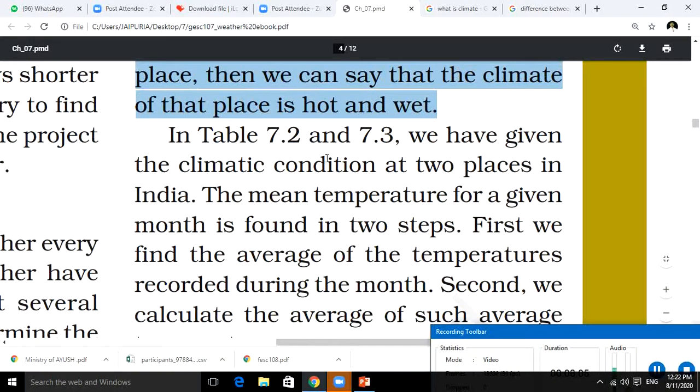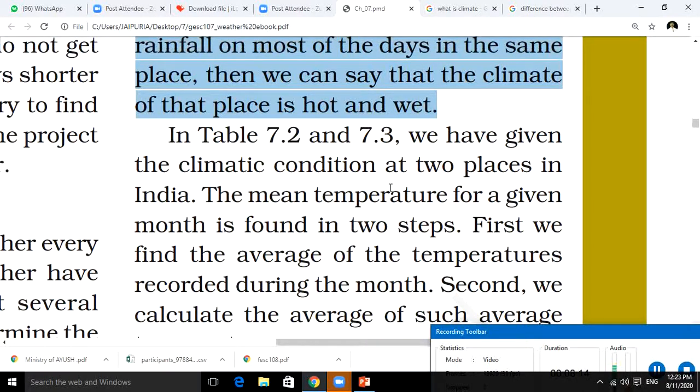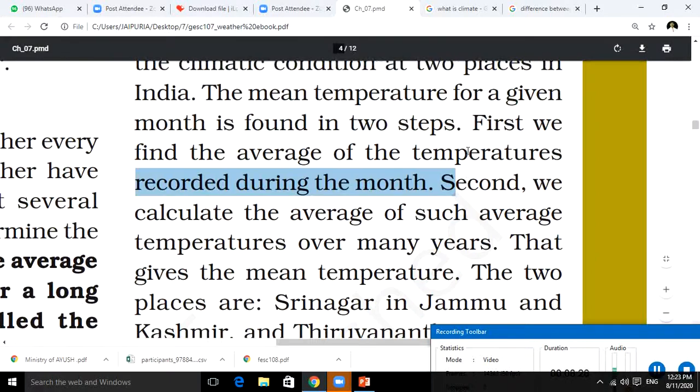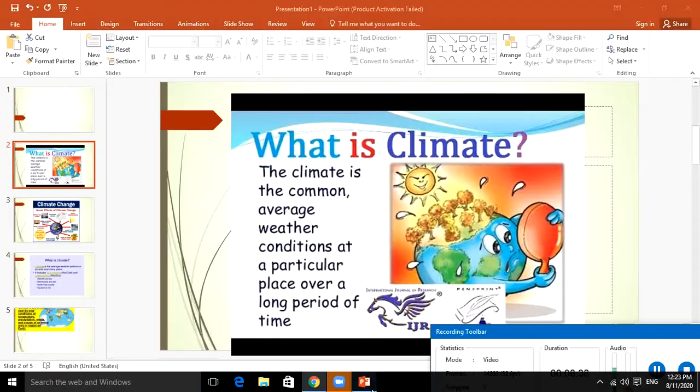So Table 7.2 and 7.3, these are the two tables we have discussed. We have also given the climatic conditions at two places in India. The mean temperature for a given month is found in two steps. First we find the average of the temperature which we have recorded during that month. So what have we recorded? Temperature. So the average temperature recorded during that month. After that, second, what are we doing?